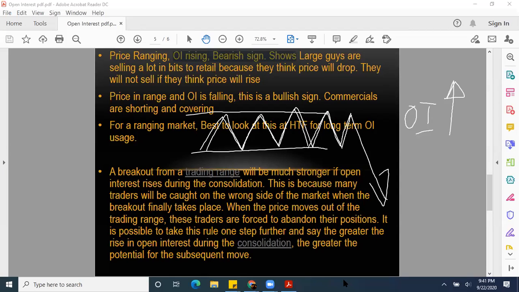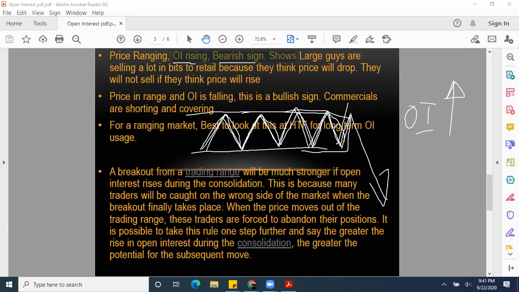So if you notice that you're in a range on a higher time frame, you want to watch out for your open interest to see what price is doing. When the open interest is rising, it's a bearish sign. It shows that the large guys are selling a lot into bids to the retail, because the retail guys think that price will go up. But the big guys have had enough and they are taking profits.